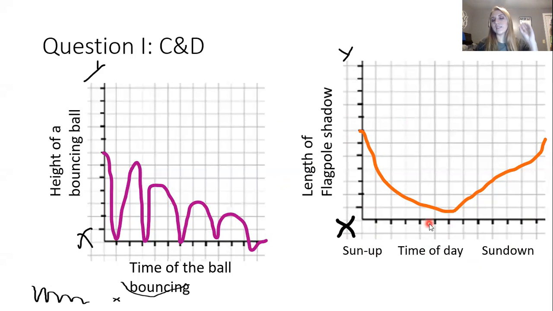Okay, why it does this is because at the start, at sun up, the sun is rising. And so here's the flagpole. When the sun is rising, it's doing this. So the shadow is going to be on this side. It's going to be a tall shadow as the sun is going up.